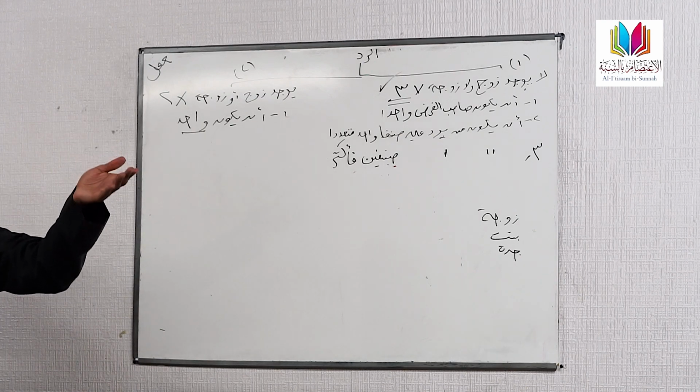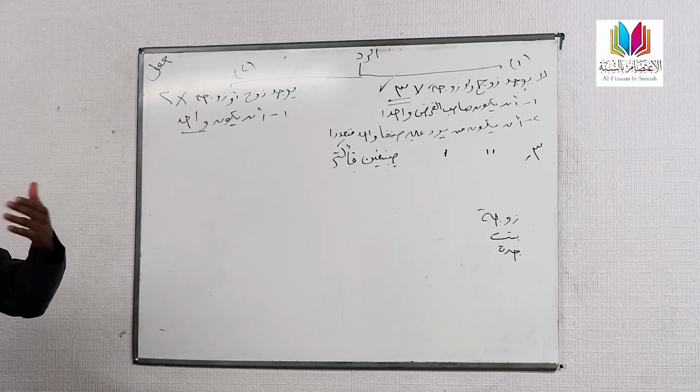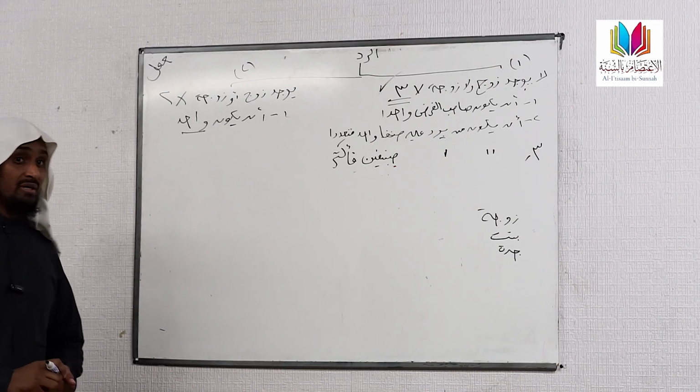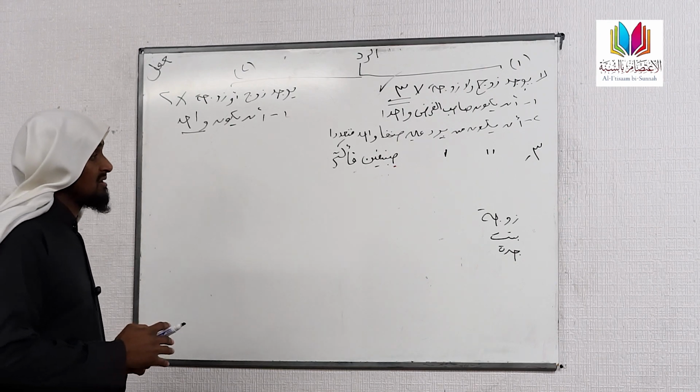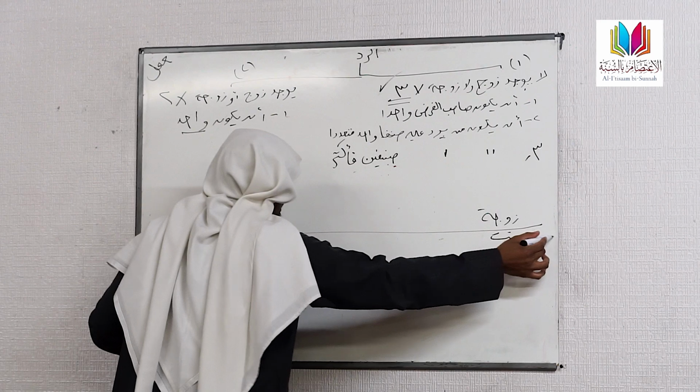We're not going to study the long method because we don't have time. It takes a long time to explain and to understand, and we don't have that time. And the book that we're studying is summarized. It's a mukhtasar. It would go something like this.